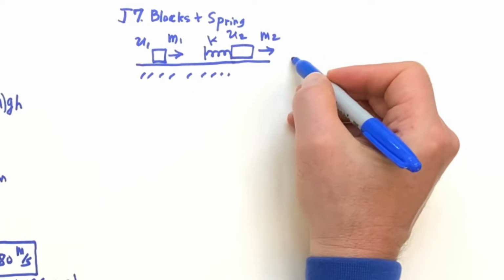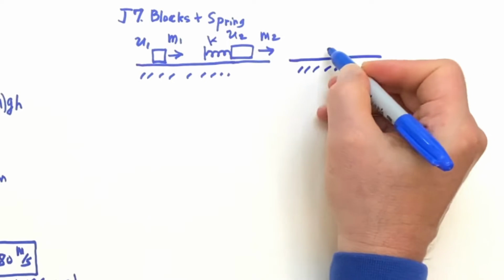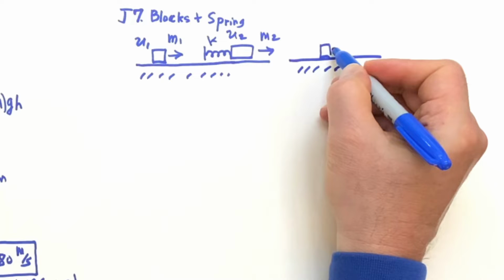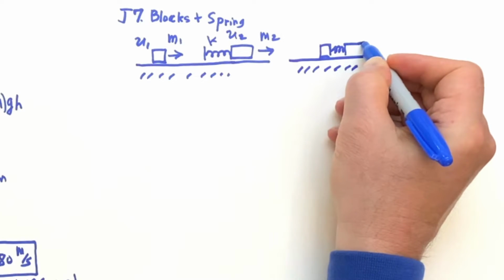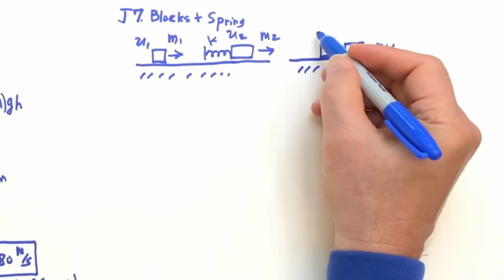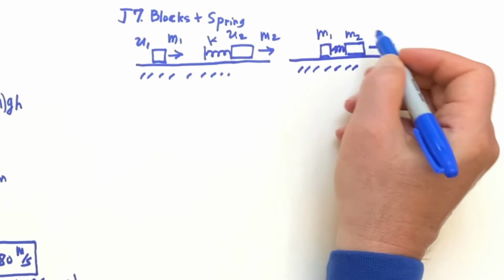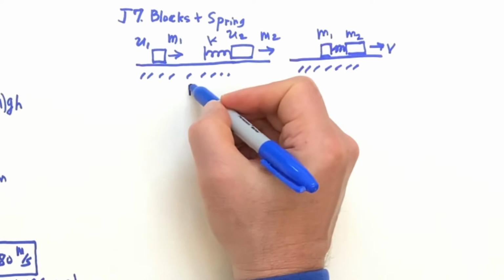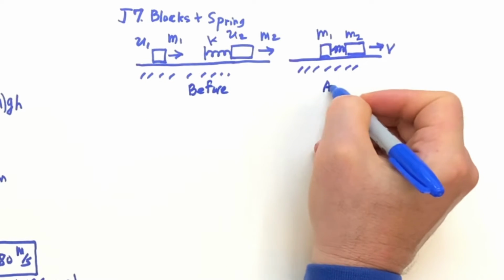So if we were to look at an after situation, we would have the masses, some kind of compression here, and they're moving together at speed v. So here is m1 and m2. So this is before the collision, and this is after.